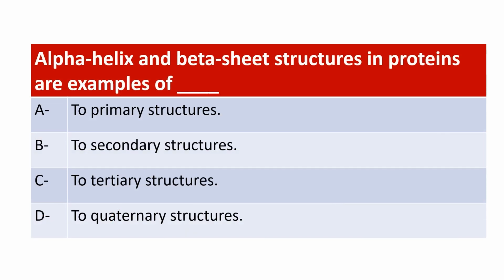Alpha helix and beta sheet structures in proteins are examples of what? A very basic question. Alpha helix and beta sheet structures in proteins are examples of the secondary structure of a protein. These structures are formed by folding amino acid chains in specific ways and are stabilized by hydrogen bonds.